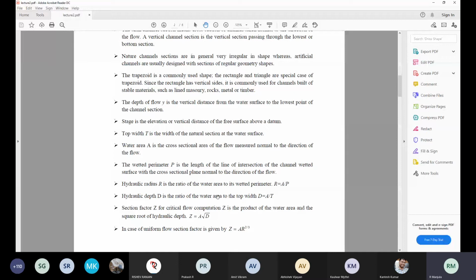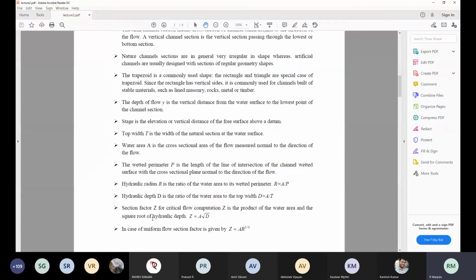Now what is the hydraulic mean radius? These are the essential parameters. You should know all these things, parameters should be known, then only you'll be able to design the channels. So hydraulic radius is the cross-sectional area divided by perimeter. Perimeter is nothing but your wetted perimeter. So hydraulic radius is the ratio of area divided by wetted perimeter. And hydraulic depth is the ratio of area divided by T, the top width of the channel.